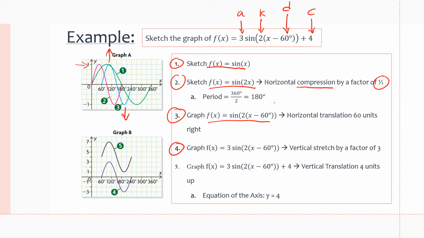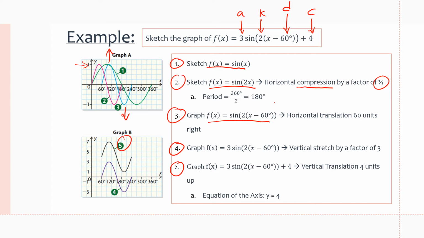Okay? And the last transformation we want to apply is our vertical translation 4 units up, which we represent with our +4 here at the end, our C value. And we simply want to take our purple graph and move it up 4 units. So every point on our purple graph, we just want to add 4 to that, and we get our final graph, which is graph number 5.